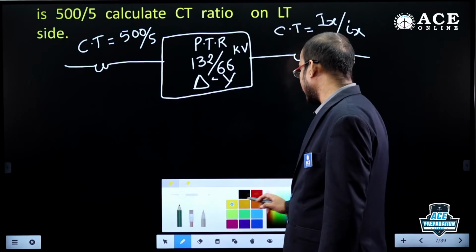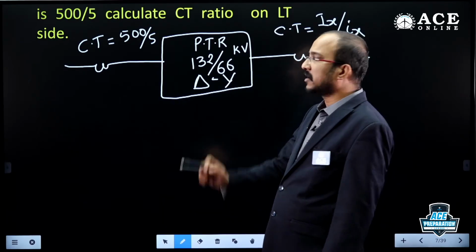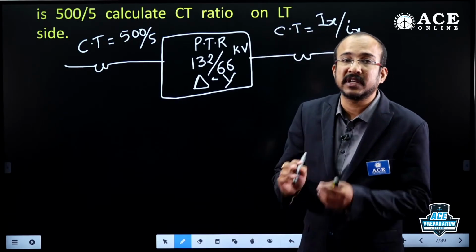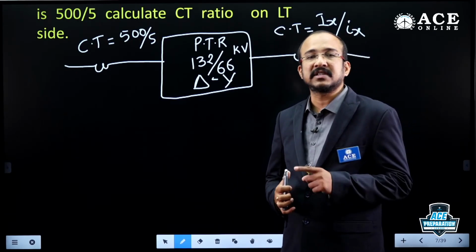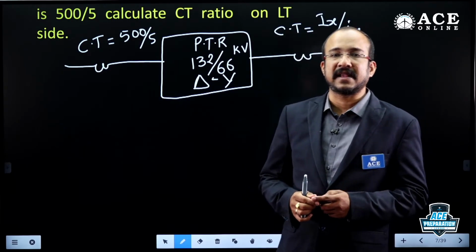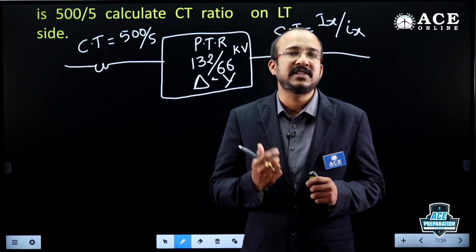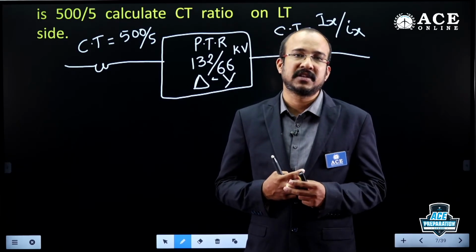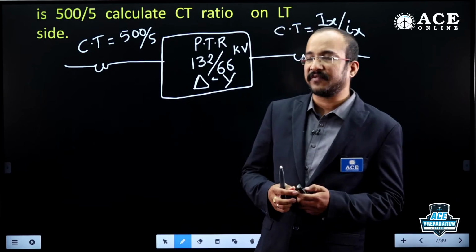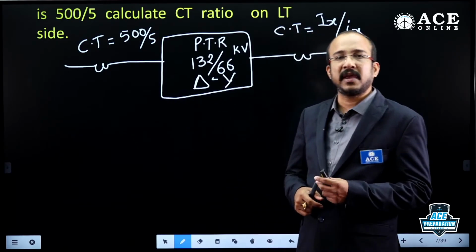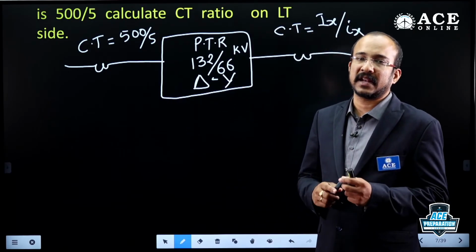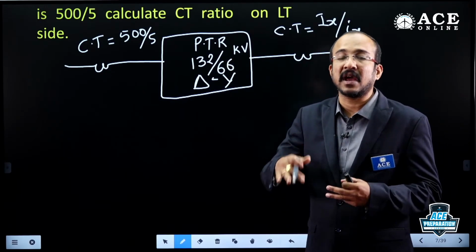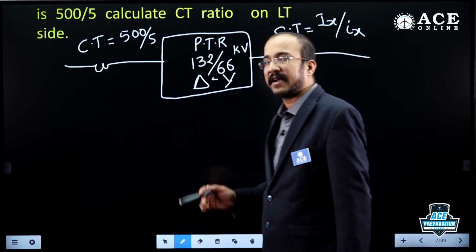How to solve, sir? Let us examine. Whenever the power transformer is delta star, CTs must be connected in the opposite configuration, because in delta star and star delta transformers there is a definite phase shift of 30 degrees. To nullify that 30 degrees phase shift, the CT configuration should be opposite to the PTR configuration. So here PTR is delta star, and CTs must be oppositely connected, that is star and delta.